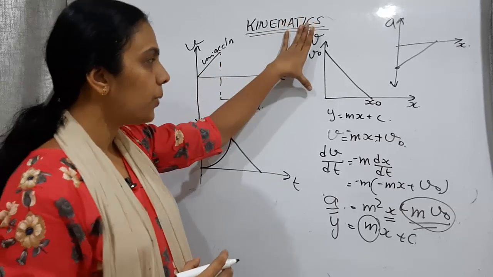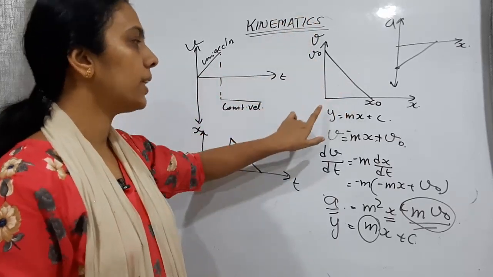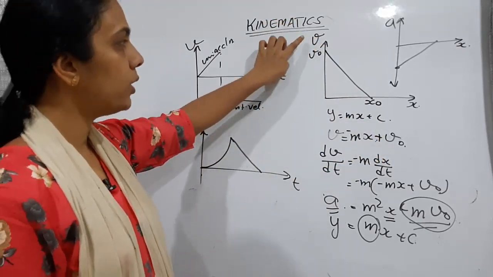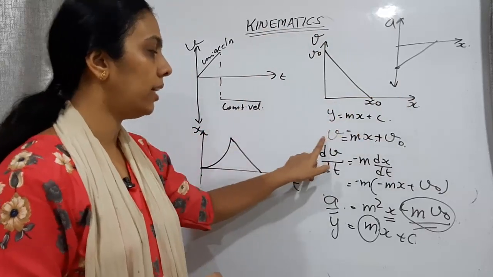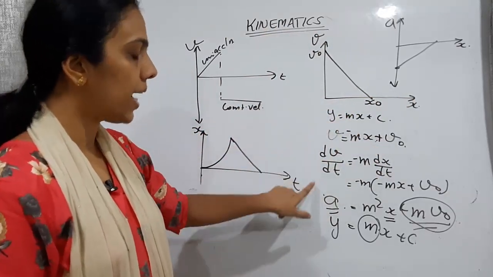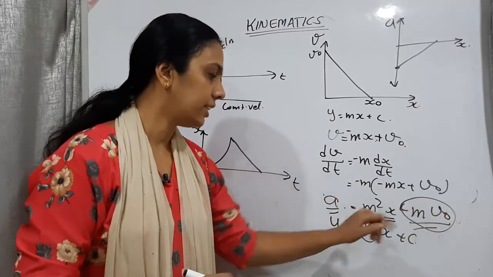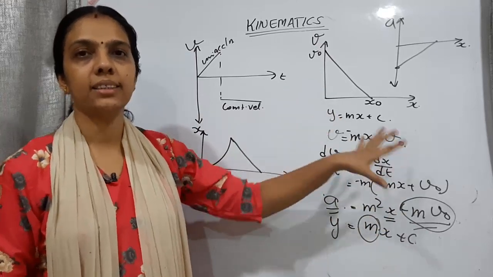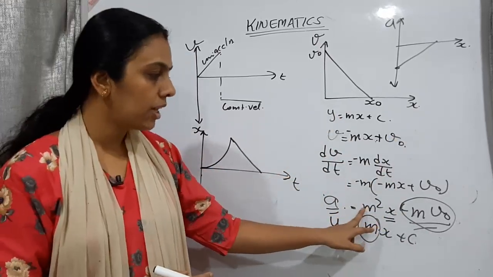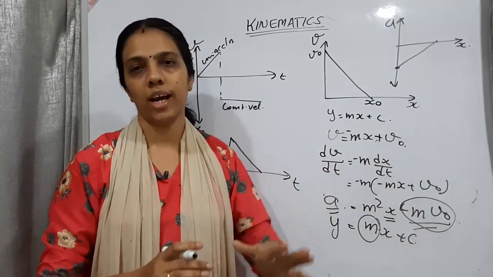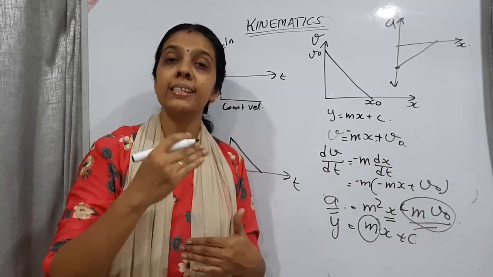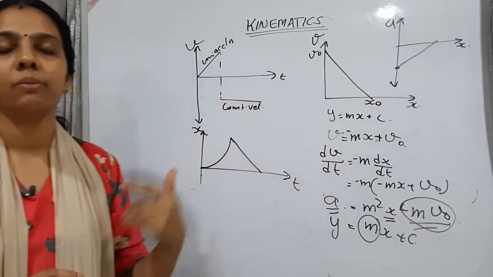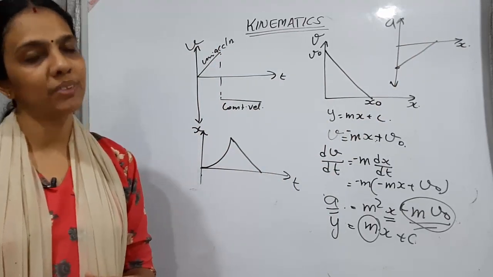Clear? So from this equation, since it is a straight line, we can write it as y is equal to mx plus c, where y is v and x is x only. Converting to acceleration, we understood that the slope of the a-x graph is positive but the y-intercept is negative. Slope positive means it is increasing with respect to displacement, and the graph starts from a negative value. Clear?